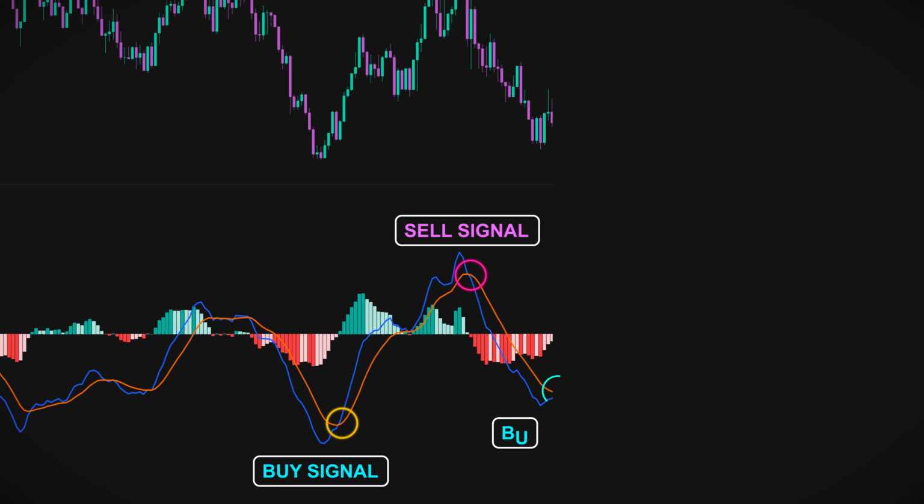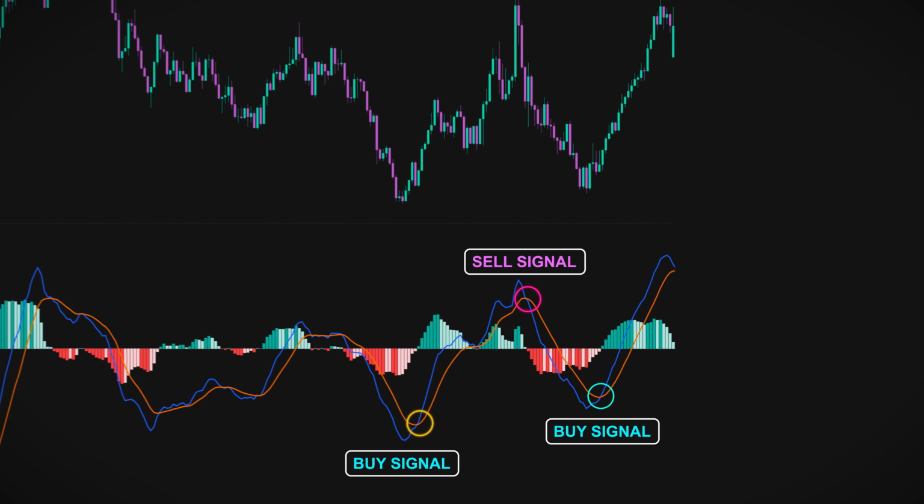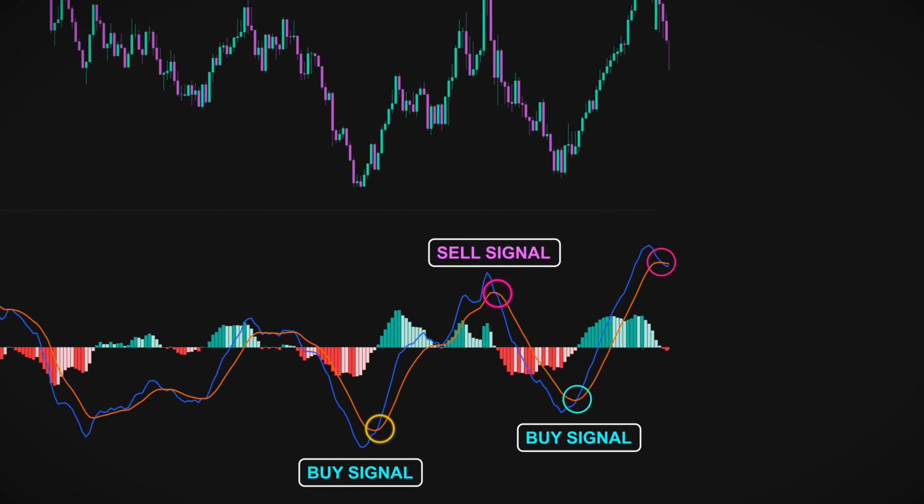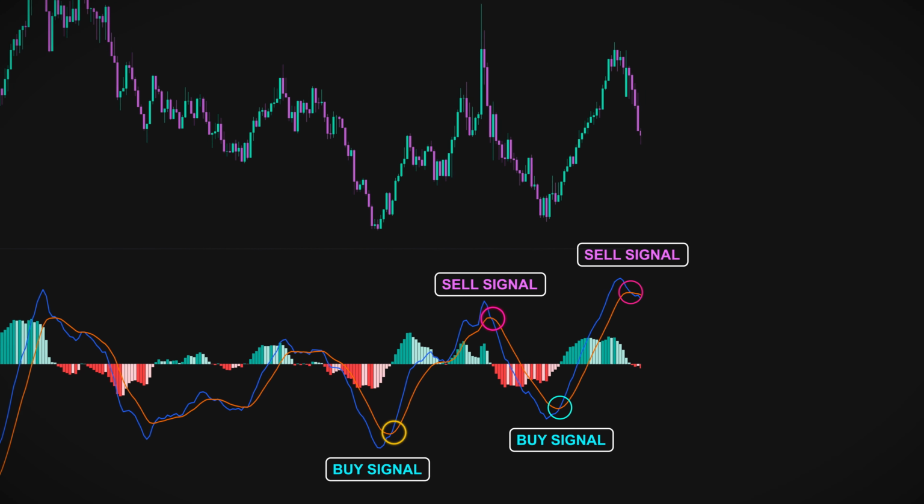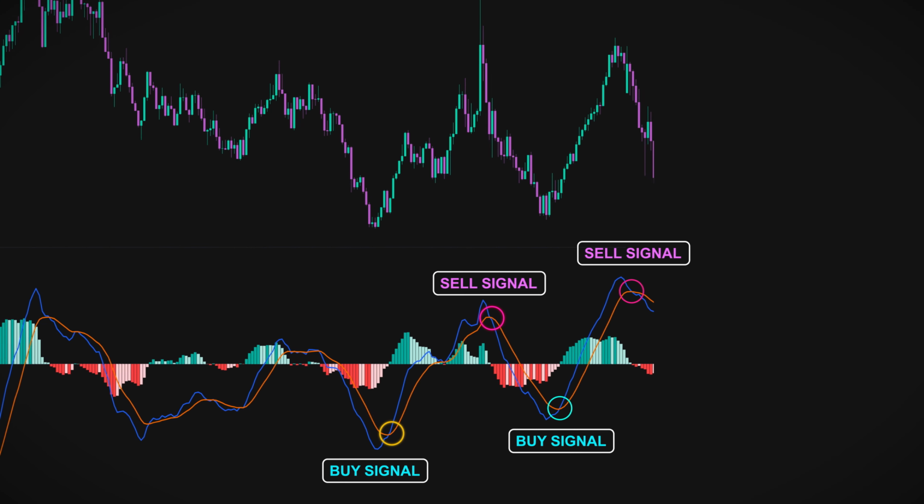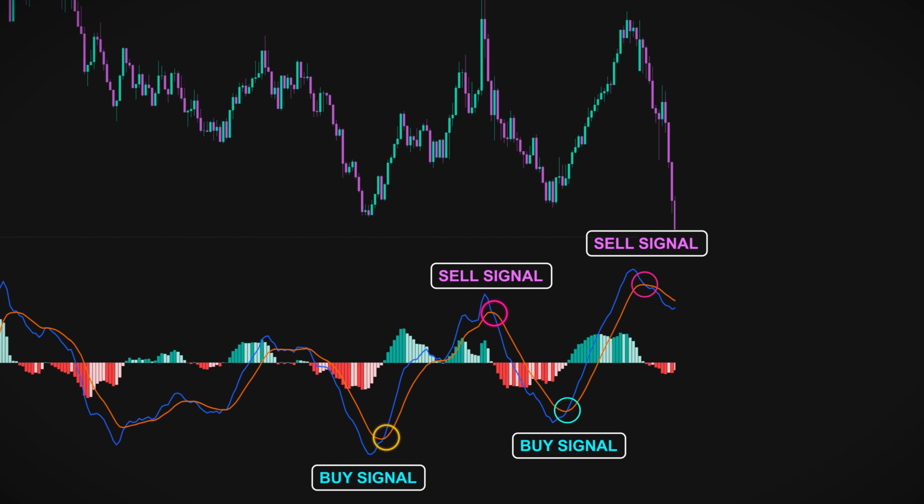In summary, whenever there's a crossover, if the MACD line cuts upward, the price is likely to rise. If the MACD line cuts downward, the price is likely to fall. This is the first way to use the MACD indicator to identify buy and sell signals. Let's move on to the next ones.